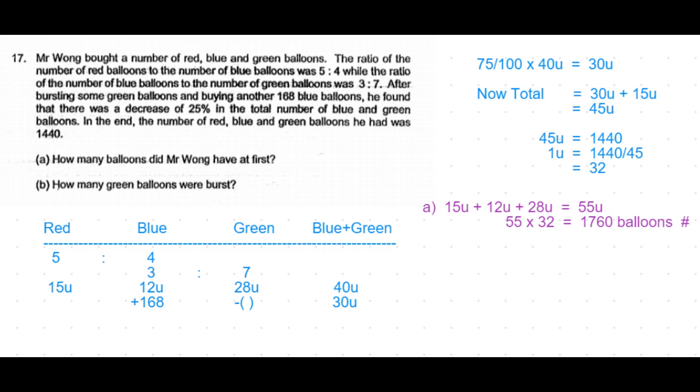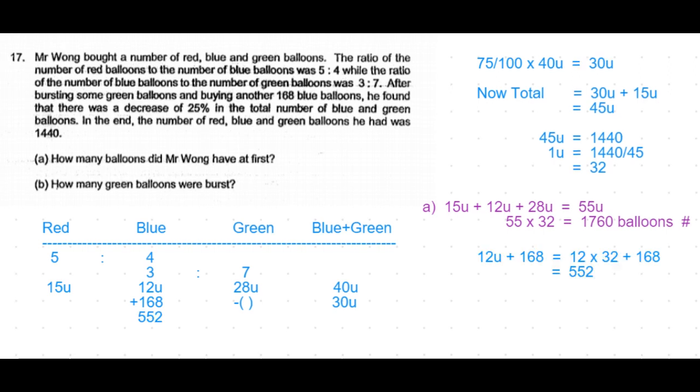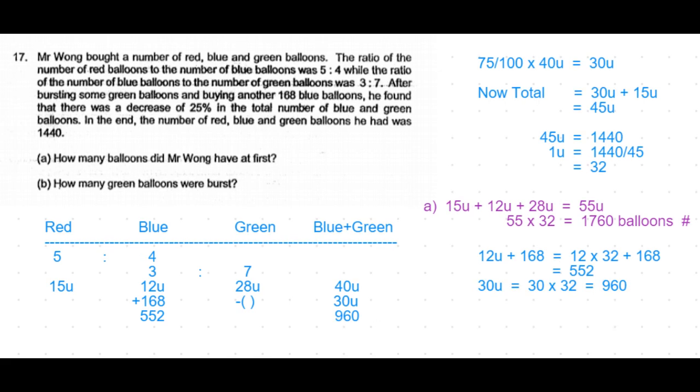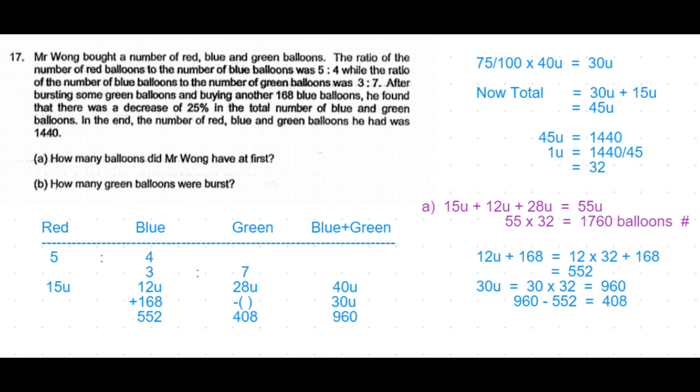Next, to find out the number of green balloons that were burst, we need to subtract the blue balloons from the sum of blue and green balloons. The blue balloons initially were 12 units, which is 12 times 32, plus 168 balloons that got added. So the total is 552 blue balloons. And the sum of blue and green balloons is 30 units, which is 30 times 32, which is 960 balloons. When we subtract the blue balloons from the sum of blue and green balloons, we get 408, which is the number of green balloons left at the end.